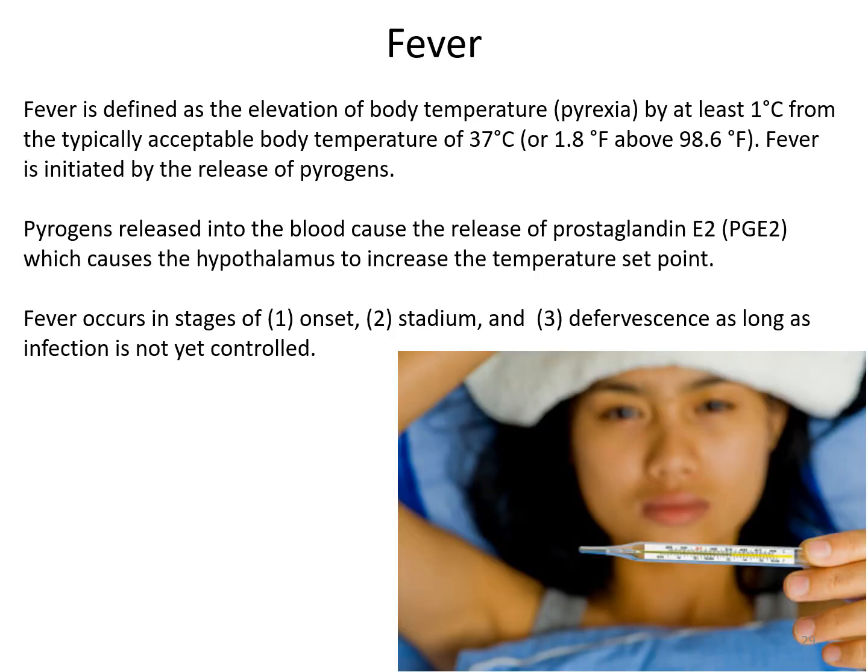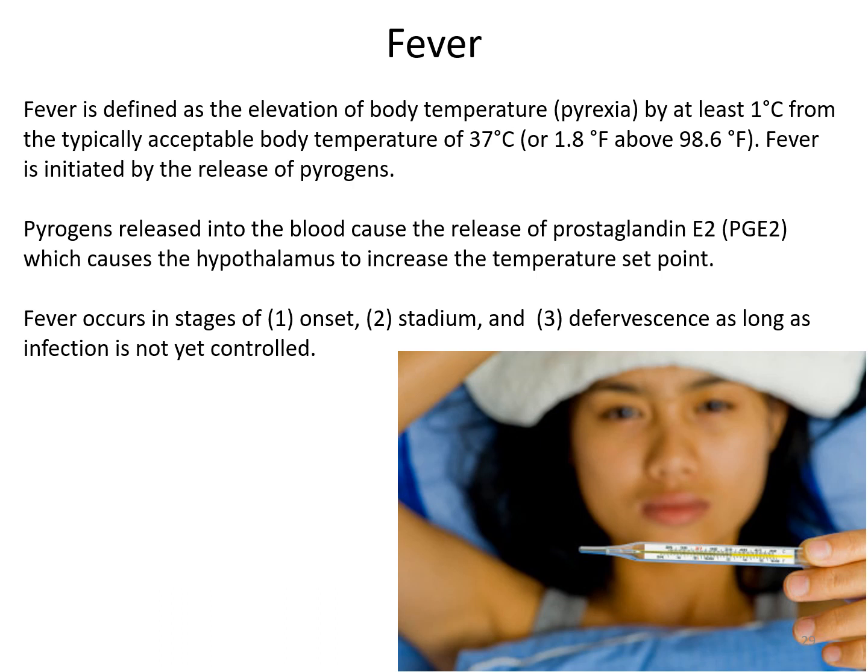Fever is the second and last of our physiological defenses, and it's defined as the elevation of the body temperature by at least 1 degree Celsius from our typically accepted body temperature of 98.6 degrees Fahrenheit. It's initiated by the release of molecules that we call pyrogens. Pyrogens get released into the blood, and they cause the release of something called prostaglandin E2, or PGE2. PGE2 is another example of a cytokine, and when it gets released, it causes the hypothalamus to increase the temperature set point. So our temperature goes up.